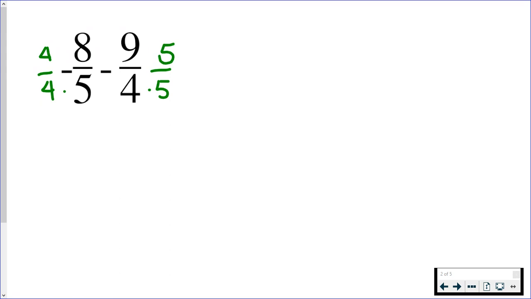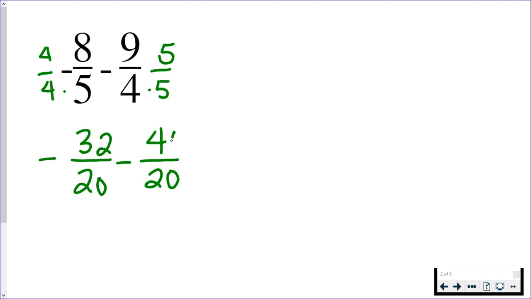So my first fraction, it's still a negative. 4 times 5 in the denominator is 20. 4 times 8, and the numerator is 32. With the second fraction, I have another denominator of 20, and this time the numerator is 45. Just make sure you bring down the correct signs. These were both negative.